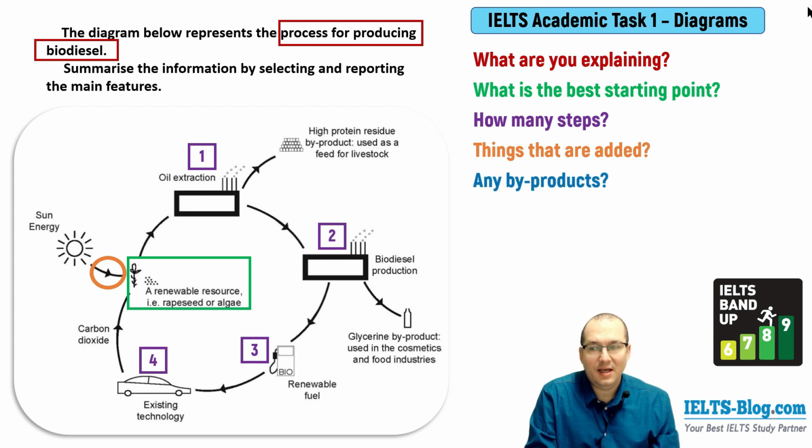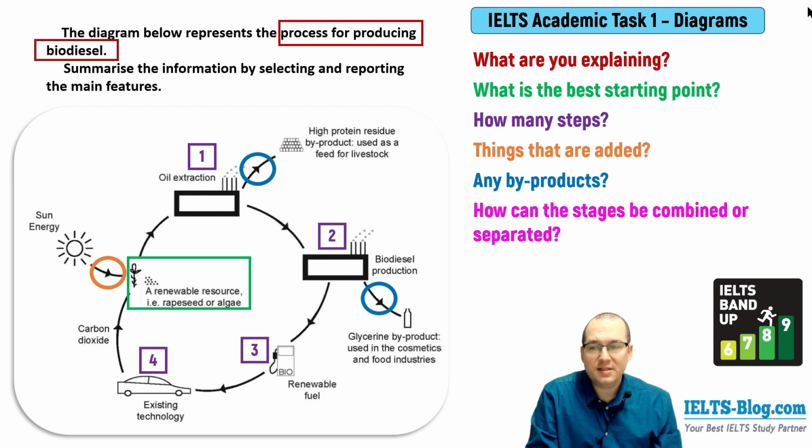Any byproducts? Again, with almost every diagram, there will be byproducts. The first byproduct is here. The high protein residue byproduct used as feed for livestock. Just in case you don't know, livestock are animals. It could be cows or pigs. Next, you've got the glycine byproduct used in the cosmetics and food industries. So those are the two byproducts. They're not stages. They are things that are created along the way.